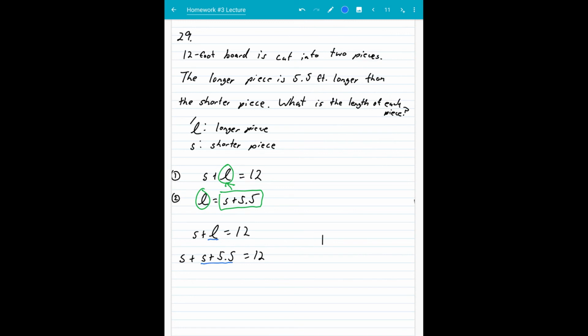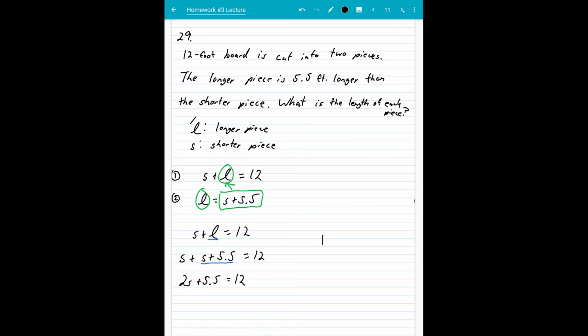Now we see that our equation has only S's in the equation. We start solving like we did before. Look at the left side. We can combine the two S's, which makes 2S plus 5.5 equals 12. All my variables are on the left side. We just got to move the numbers to the right side of the equation.